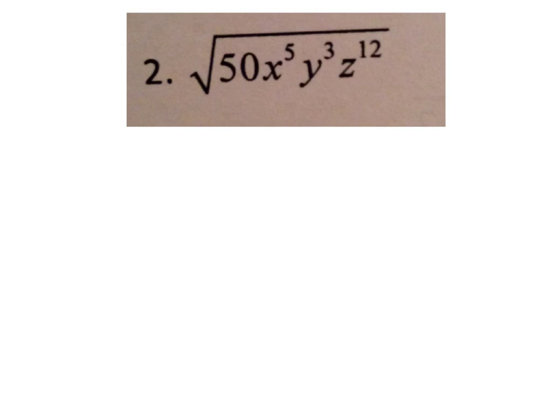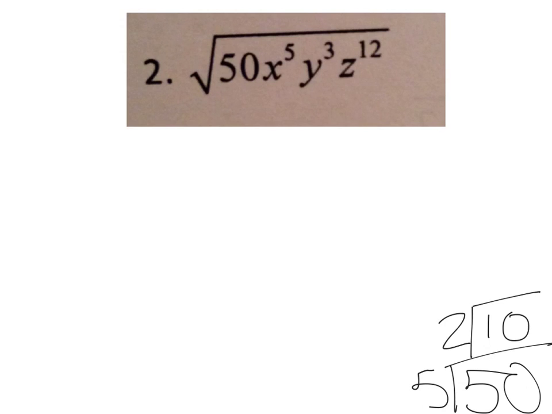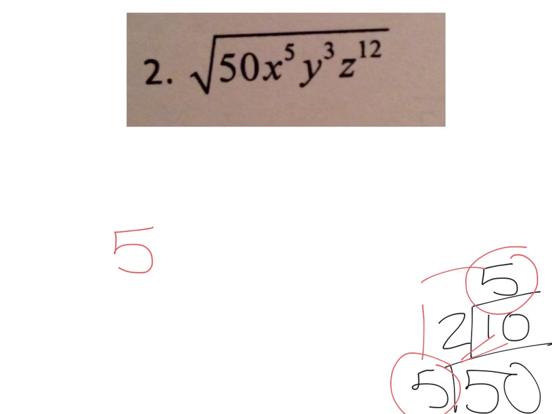Okay, so the next one's simplifying as well. So if I take 50 and prime factor it, 5 goes into 50, leaves me with 10. 2 goes into 10, leaves me with 5. So it's a square root, so I'm looking for a set of 2. Notice that these are out of order, but I have a set of 2 5s there. So the 5 will go out front, and it'll leave me with a 2 inside my radical. So I will have 5 square roots of 2.